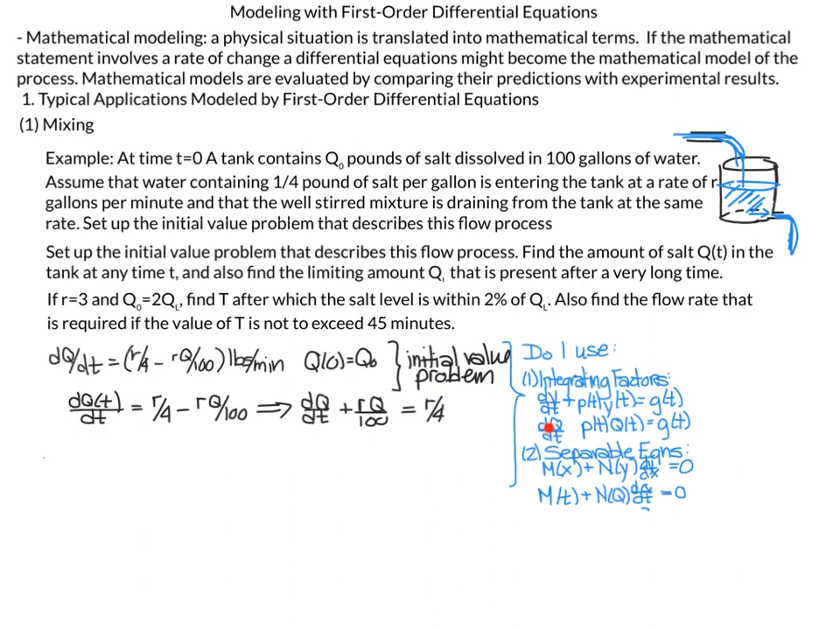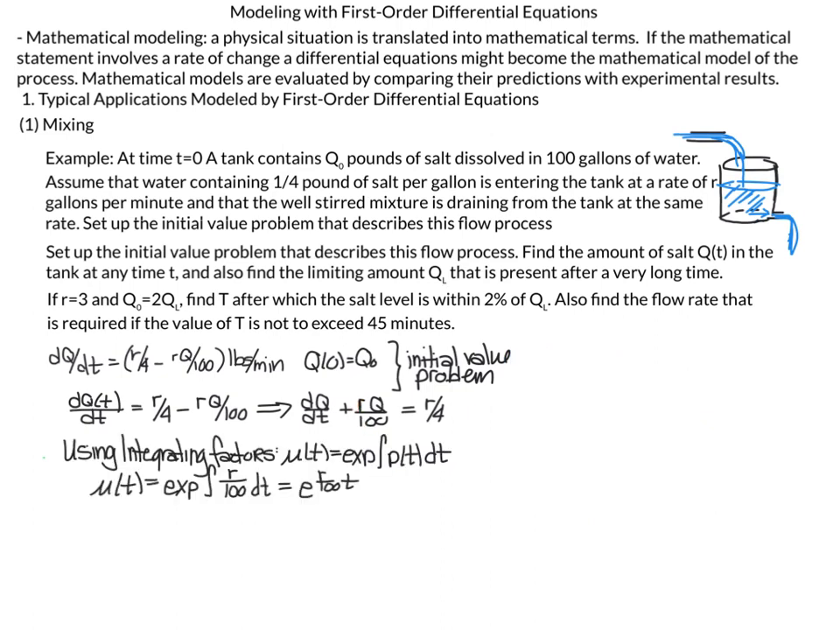I'll look at this. For integrating factors, you want the form dy/dt plus p(t) times y(t) equals g(t). In this case, y is equal to Q, so I'm just going to rewrite this in terms of Q instead of y. So that would be dQ/dt plus p(t) Q(t) is equal to g(t). And that's exactly the form we have here, where p(t) is equal to r/100.